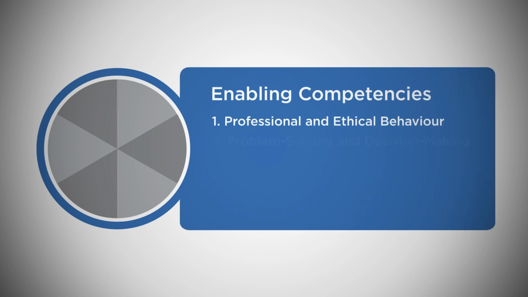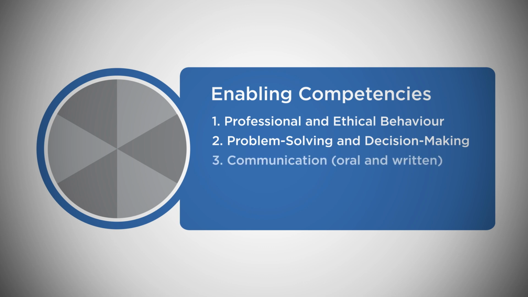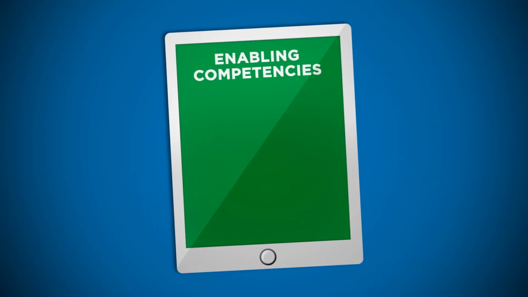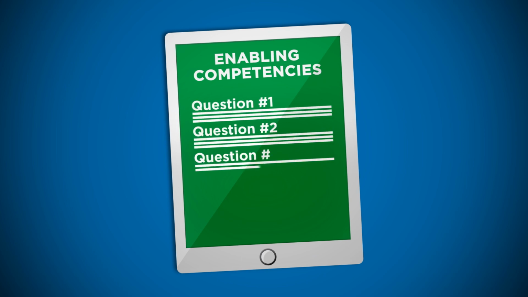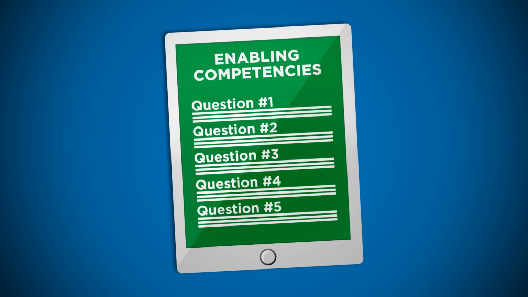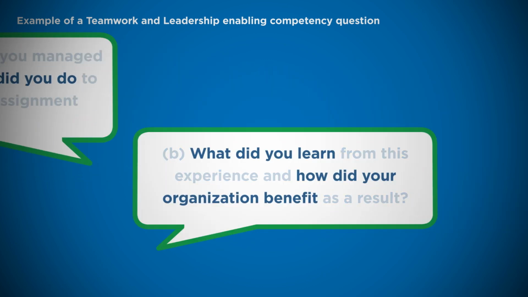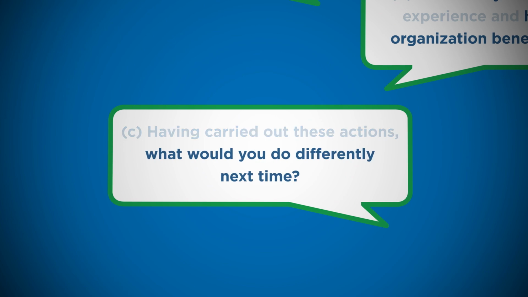While future CPAs are developing these technical competencies, they must also develop the 5 enabling competency areas which reflect the personal attributes of being a CPA. Their development is supported by a CPA mentor. Future CPAs demonstrate their proficiency in enabling competencies by answering 5 3-part questions. Each question requires them to describe a professional experience, how it contributed to their development of enabling competencies, and how this learning will affect their future behavior as CPAs.